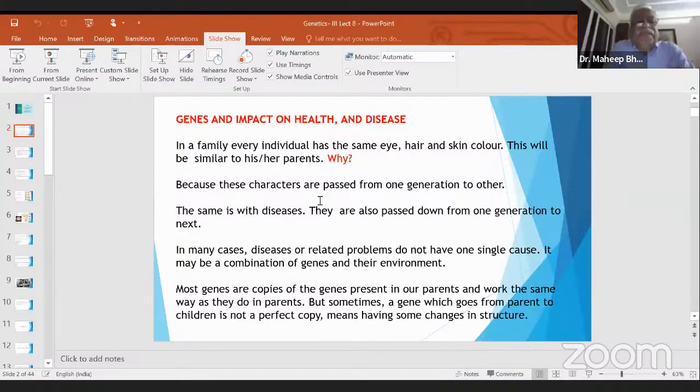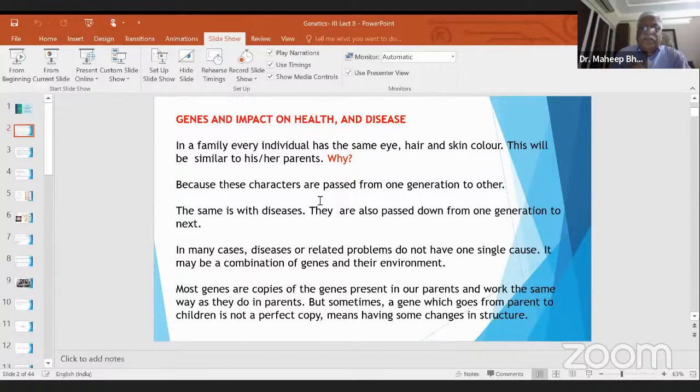Okay, let us talk about genes and their impact on health and disease. We already talked about genes: they are entities present on chromosomes, and they are responsible for all the heritable characters. In a family, individuals often have the same eye color, hair color, and skin color. Why is this similar in parents as well as children? If a parent has gray or white hair, the children will sometimes also have white hair. Why do these characteristics occur? Because these characters are passed from one generation to the next.